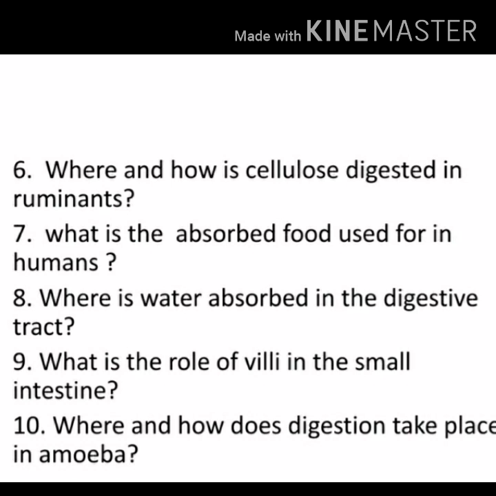Next, seventh question. What is the absorbed food used for in humans? Absorbed food is used for growth and development and for releasing energy, for all cellular activity. It is given after the absorption of food, on the right half, in the first paragraph. You can look at that and write. Eighth, where is water absorbed in the digestive tract? Where is it absorbed? Large intestine.